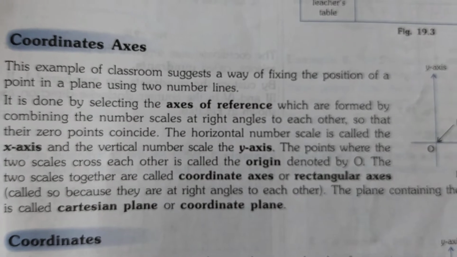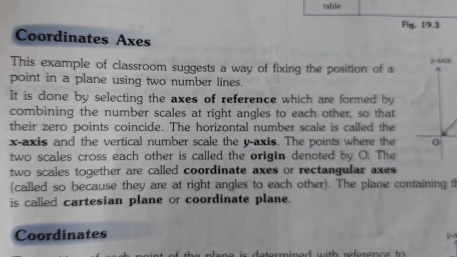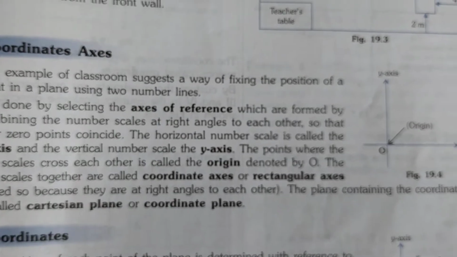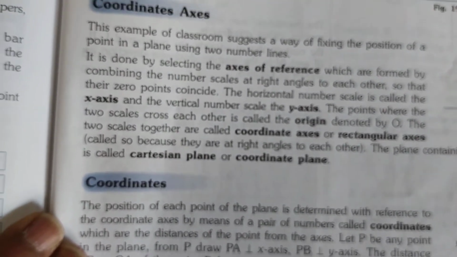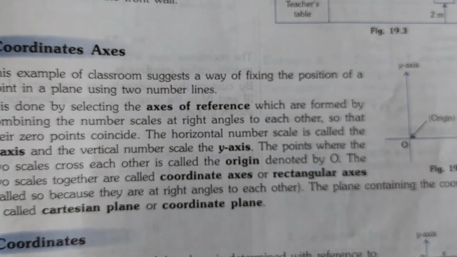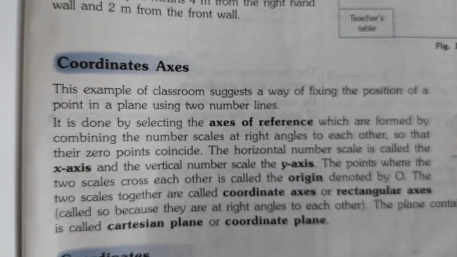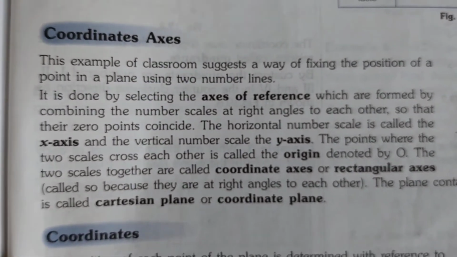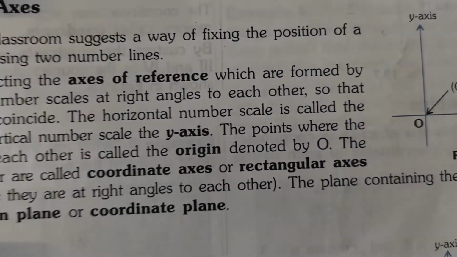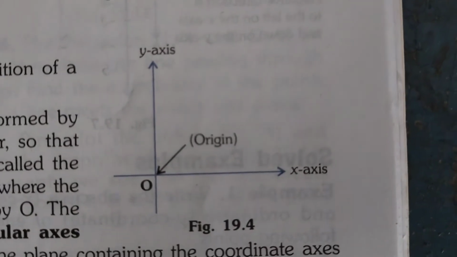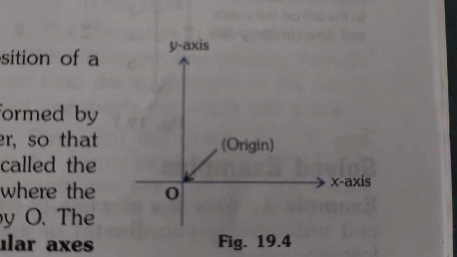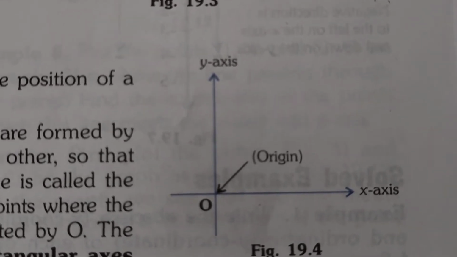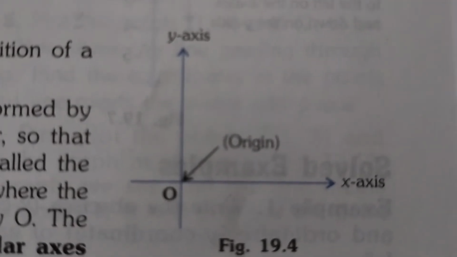The plane containing the coordinate axes is called the coordinate plane, or Cartesian plane, or coordinate system. You can see this here: you have the y-axis, x-axis and number line. The two axes meet where, this horizontal line is the x-axis, the vertical line is the y-axis. Where they both meet, that is the origin.